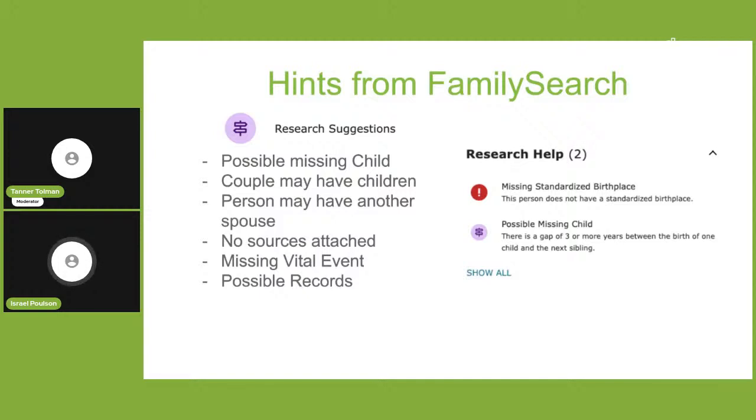And so if the system flags that there's a gap of 10 years between 2 children, it's possible that you're missing children. Or if there's another spouse, say there's a record that lists another spouse, like a death record on someone's tree, they can say, hey, you should look into this because another person is attached, and things like that.